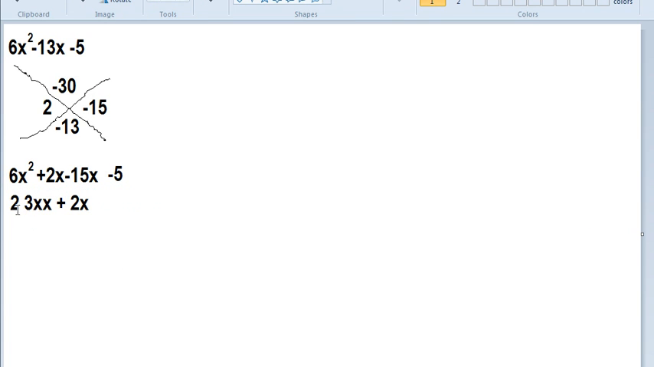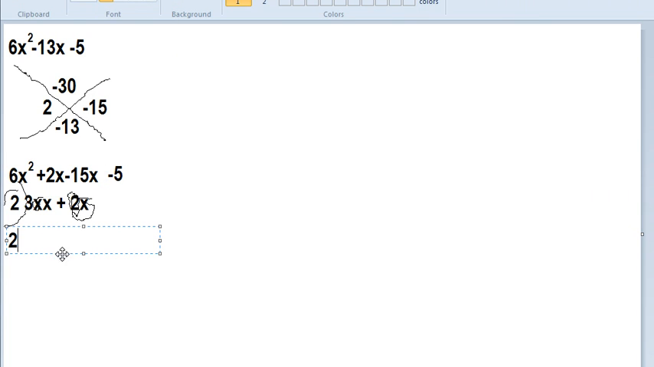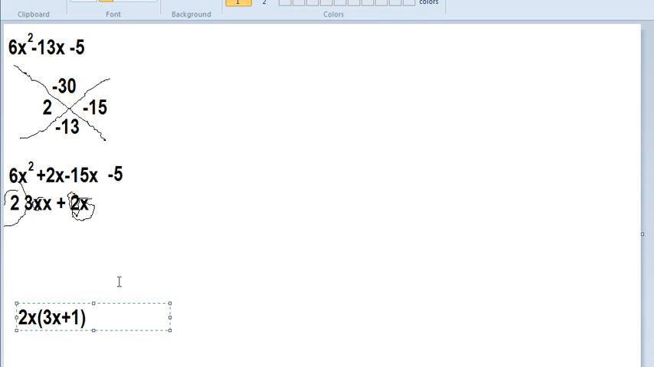Okay, so what do these two have in common? Well, they both have a 2, and they both have an x. So I'm going to come down here and write my 2x, leaving a bit more space so I can do the other one. 2x, because that's what they both had. And then what's left over? Well, I have a 3x plus nothing here, so I'm just going to put a 1 to hold the spot.